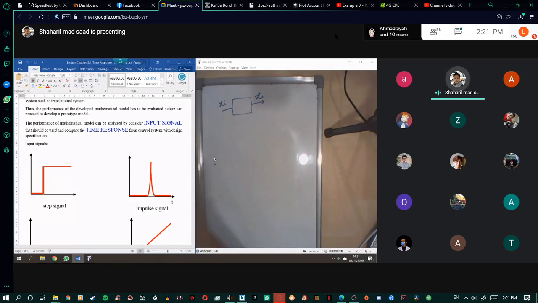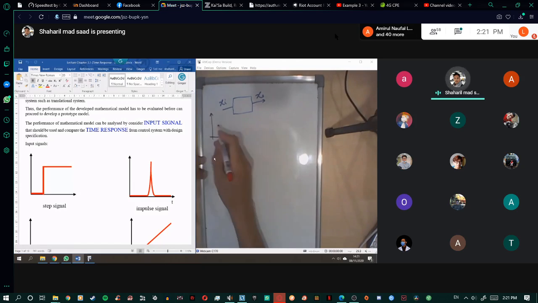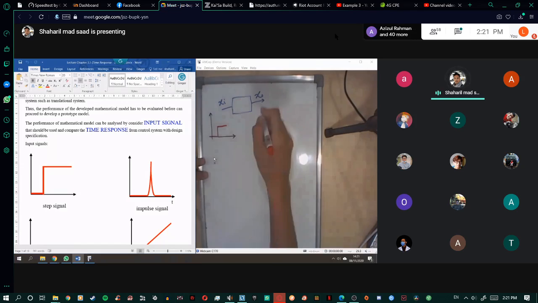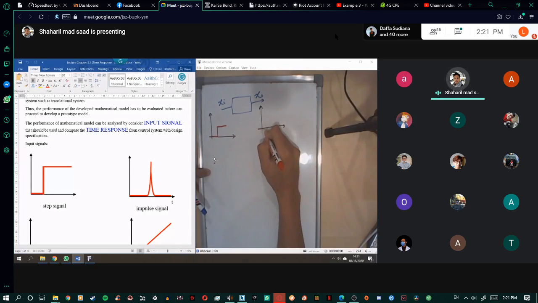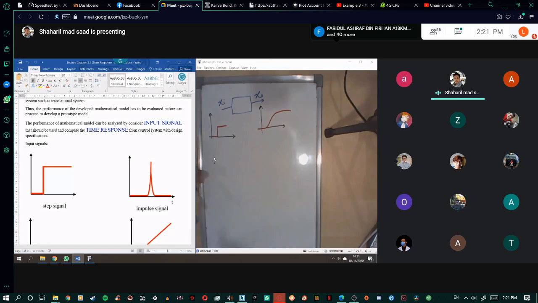Then this one is our equation for the block diagram. So let's say you put your input in as a step input. There are a lot of inputs, step input for example, this one. So your output should behave like a step input also. Maybe the step input will be like this, and this is the output.